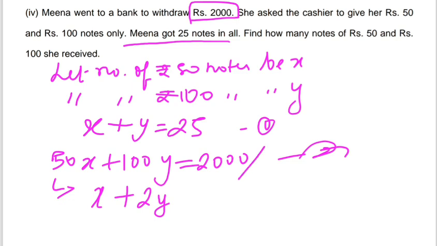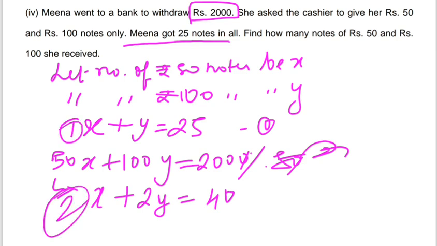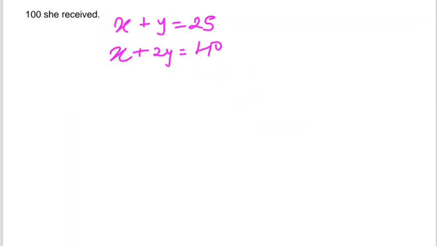We are dividing this by 50. So 2000 by 50, the zeros cancel, and 4 fives are 20... that is 40. So this is our first and second equation. This is our first equation, this is our second equation. So these are the required equations.